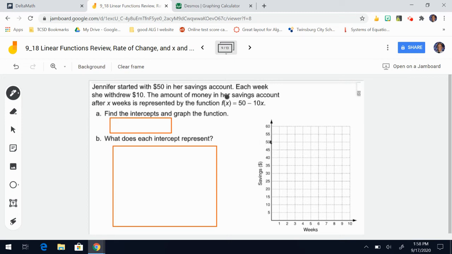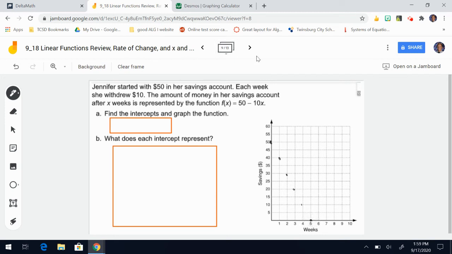What does this tell you? Every week she withdraws $10. So week 1, she took out $10, we're at 40. After week 2, we took out 10, we were at 40, now we're at 30. After week 3, we took out $10, so we go down to 20. After week 4, we're at $10. And after week 5, we've hit the x-axis.